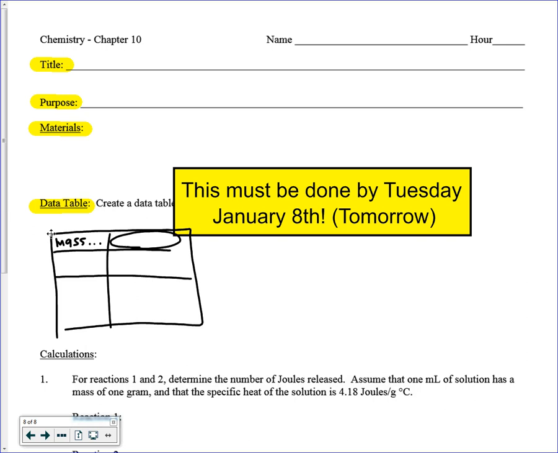Perfect, thanks for listening, and you have the rest of the period to work on this pre-lab, and then if you finish this pre-lab, you can get started on working on homework number 3 or 4.